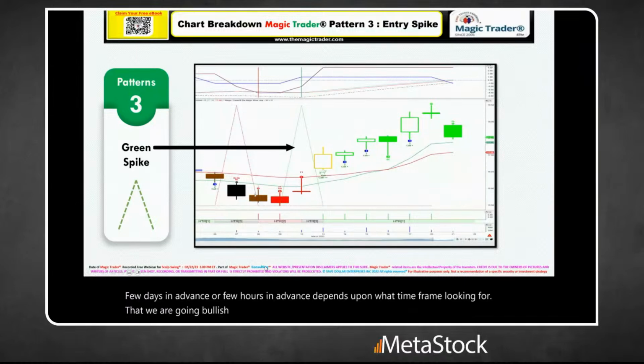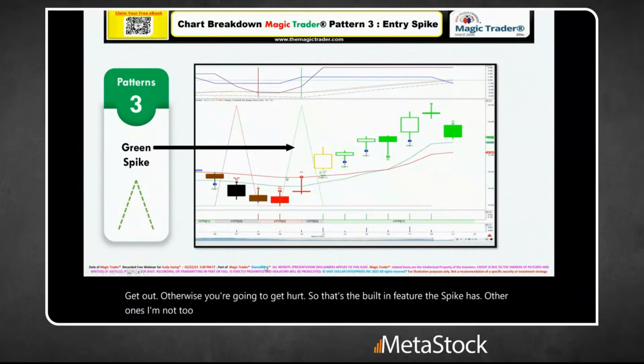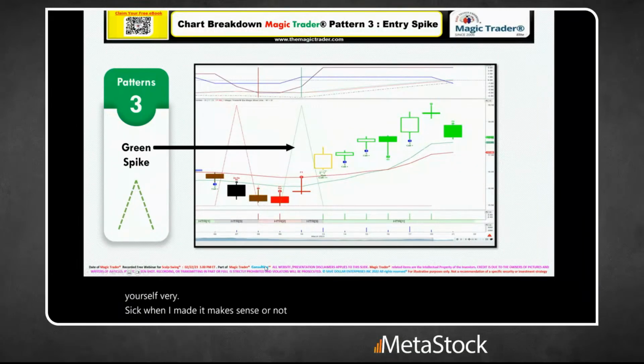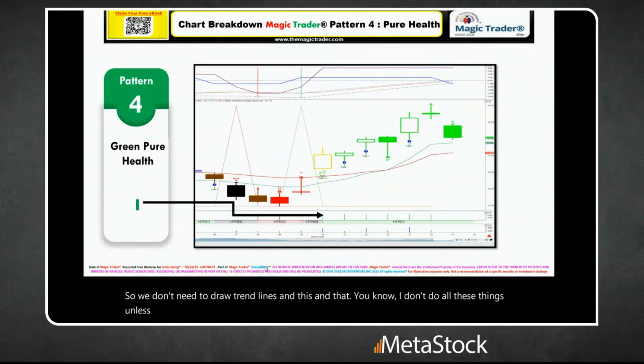So if I was having a short position, this tells me to get out. Otherwise, you're going to get hurt. So that's the built-in feature this spike has. Other ones, I'm not too sure, but this is designed to behave like that. And obviously, you could see yourself whether the statement I made makes sense or not. So we don't need to draw trend lines and this and that. I don't do all these things unless the trader comes from a technical background, right? We try to talk about it. Otherwise, I forgot about all these things.